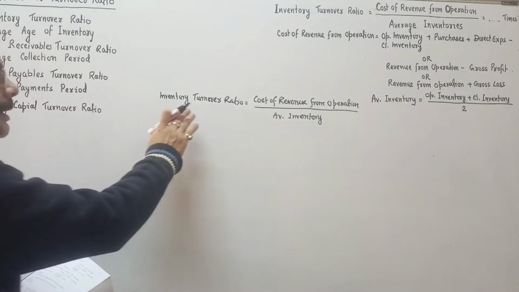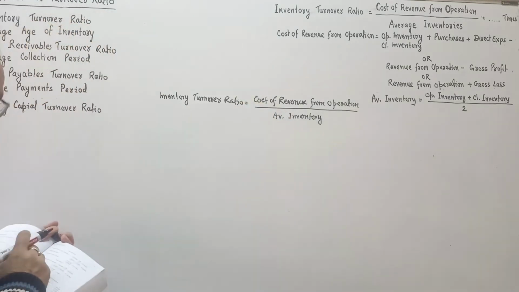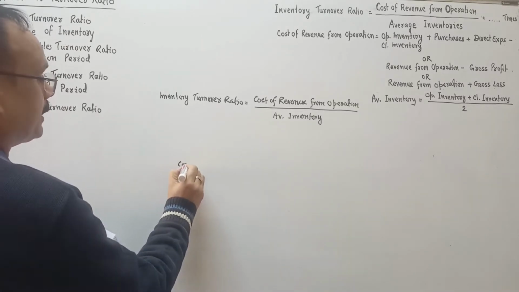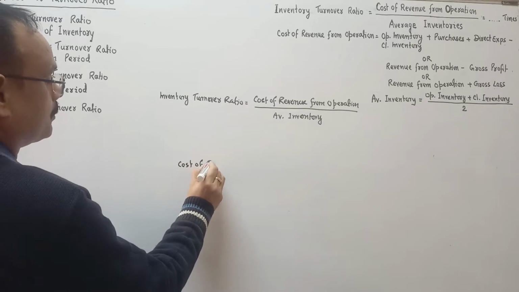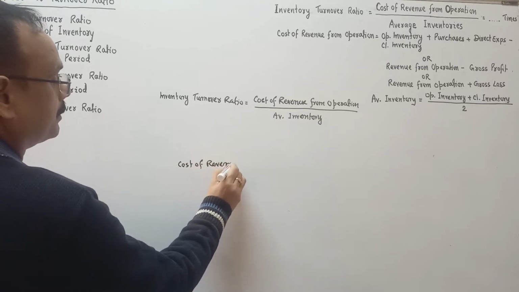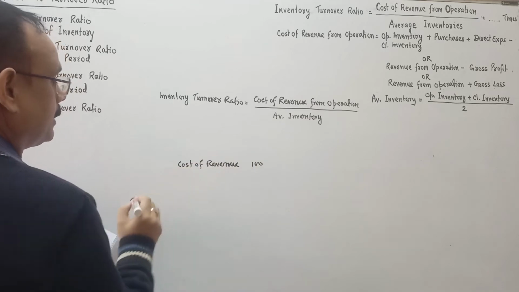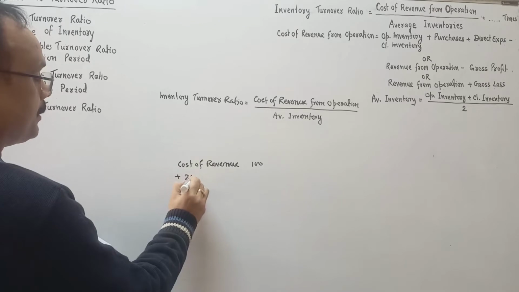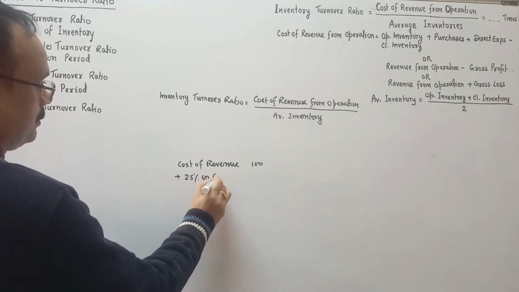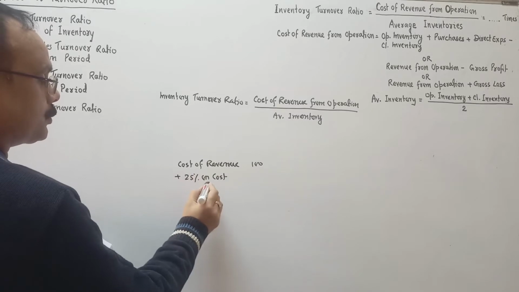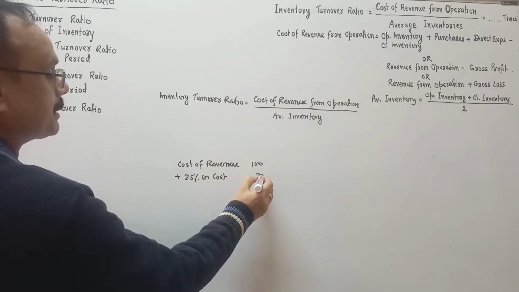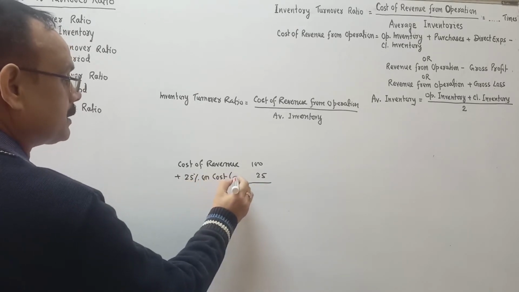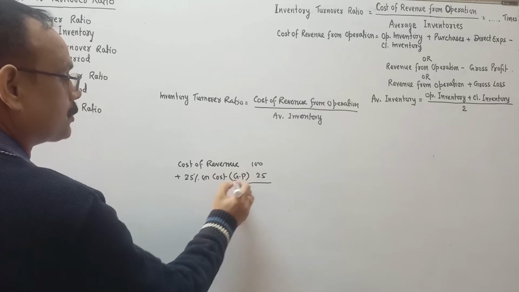This is very important. Gross profit is mentioned over here, and the information is given on cost. So 25% on cost of revenue. First of all, you write the inventory turnover formula. Okay. So suppose the cost of revenue is 100 rupees. So as per this, gross profit is given as 25% on cost of revenue. So 25% of 100 rupees is 25. So cost of revenue plus, this is what? This is gross profit.